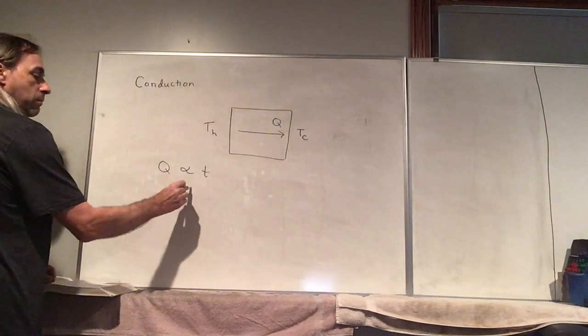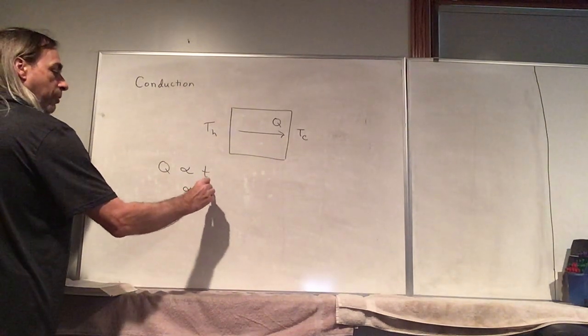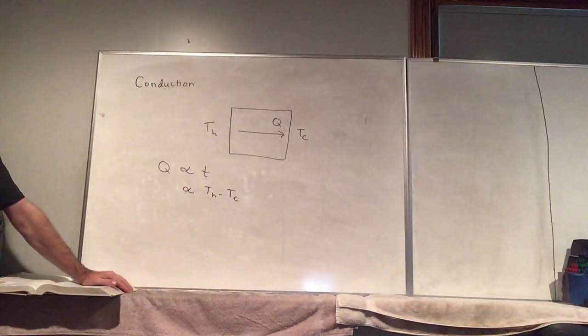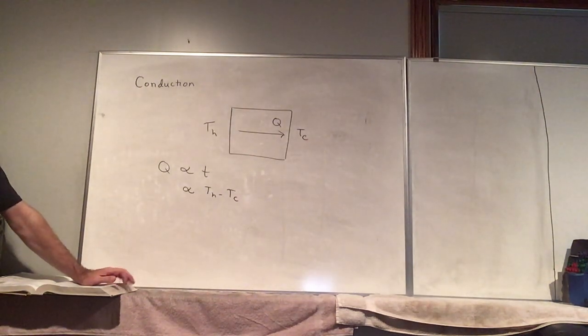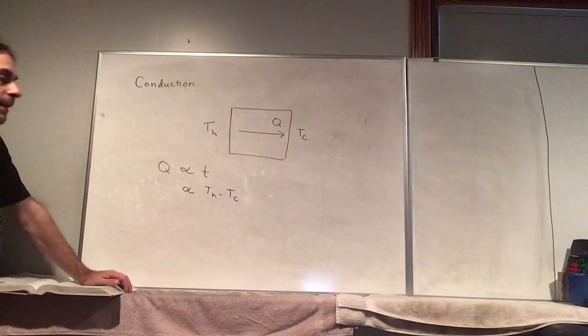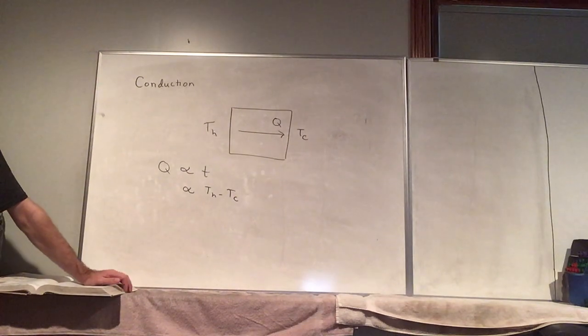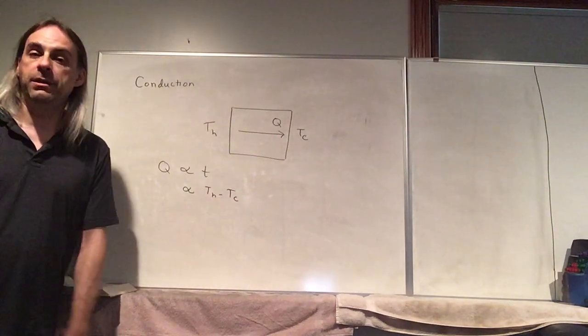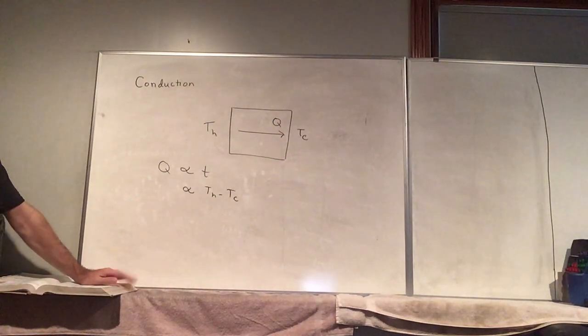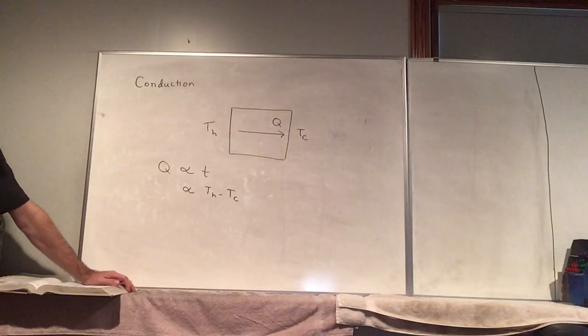Another factor is the difference in temperature, which I'm just going to write like this, TH minus TC. If you do hot minus cold, that guarantees a positive delta T. If these were at the same temperature, TH minus TC would be 0, and no heat is going to flow from one end to the other. But the greater the temperature difference, the more heat is going to flow.